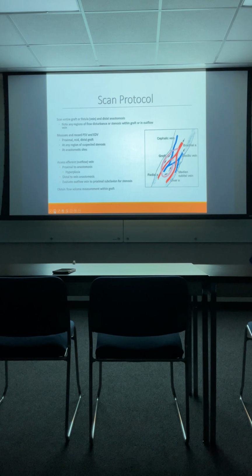Okay, so after we assess the inflow, we're gonna assess the proximal anastomosis, to where the graft is attached to the artery. We're looking for any abnormal flow, stenosis. Then we're gonna scan the entire graft, the whole length, so proximal, distal of the graft. And then the distal anastomosis to where it's connected to the vein. And throughout the assessment, we're measuring the peak systolic and the end diastolic velocities.